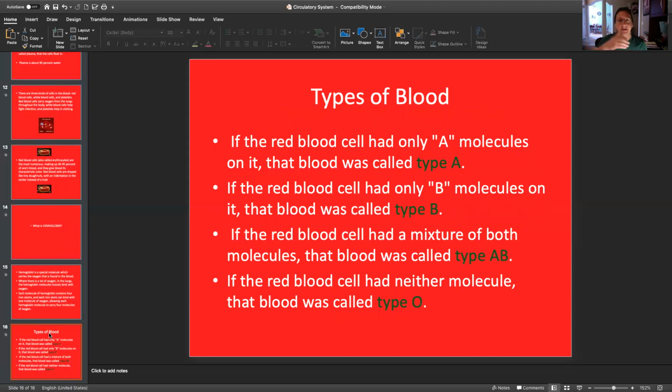And that plays into your blood type. There are 4 different types of blood. You've heard people say type A, type B, type AB, or type O. And so red blood cells that have only A molecules on them, that blood is type A. Red blood cells that only have B molecules, type B. Those with both A and B are AB, and those that have neither A nor B are considered type O.